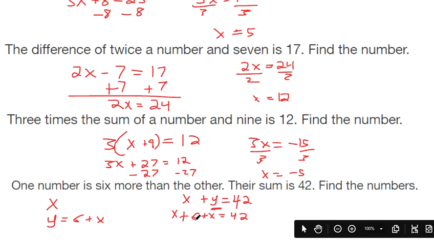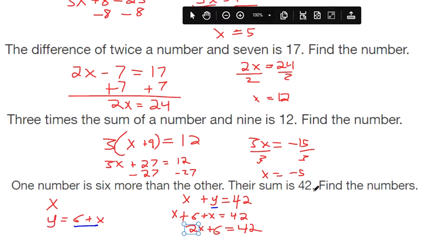So see that replacement that just happened? You can even color code it. This is y. It is 6 plus x. So I replaced y with 6 plus x. And now that's an equation we can solve. X plus x makes 2x. We can subtract 6 from both sides.